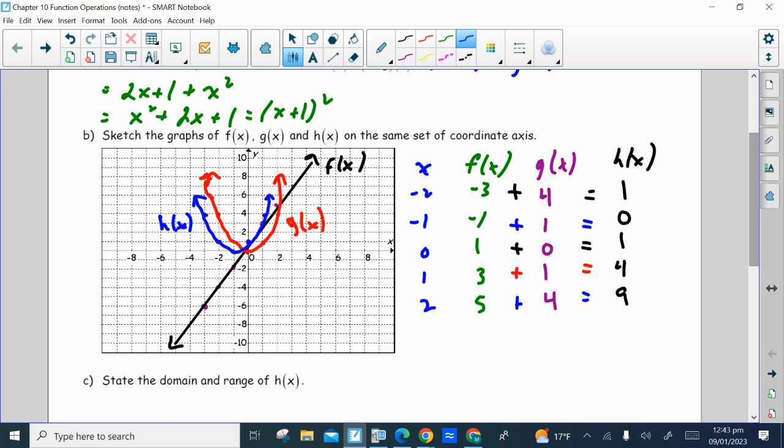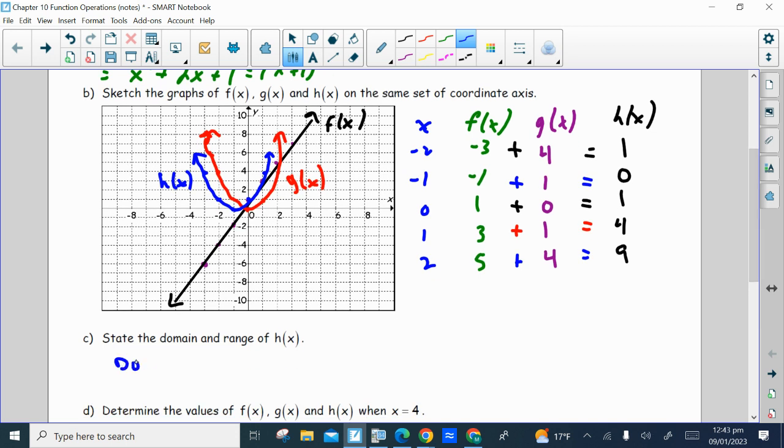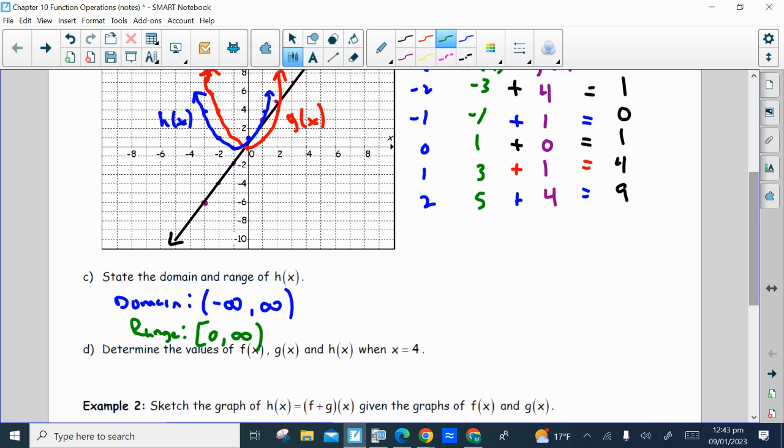Okay? So it asks us to state the domain and range for h. The domain would be all real numbers. The graph goes to the left and to the right forever. There's no restrictions on x, so using interval notation, -infinity to +infinity. And for our range, it does have a minimum value of 0 up to +infinity. Notice that we have a square bracket on the 0 because it's included, but not on infinity because it's not. Okay, so there's the domain and the range of h.